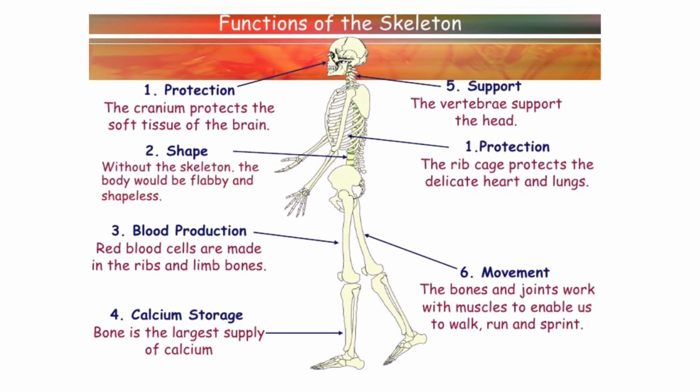Compact bone has various functions. The functions are: for protection, giving shape or framework, for blood production, for calcium storage, for support, and for movement.